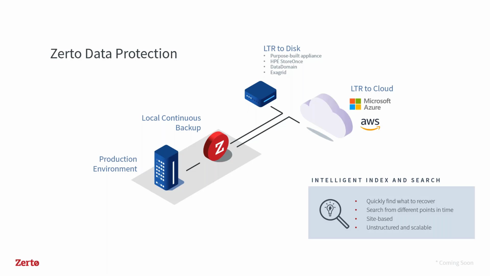As soon as you start storing data for a longer amount of time on long-term retention targets, it's really important that you have the ability to find the data you're looking for. And that's why we've built in intelligent index and search into this as well. Intelligent index and search basically allows you to select the VMs that you want to index. We'll index those virtual machines as soon as we protect them onto a long-term retention target, and you can search across those different points in time. We're using actually an unstructured and scalable way to do that.